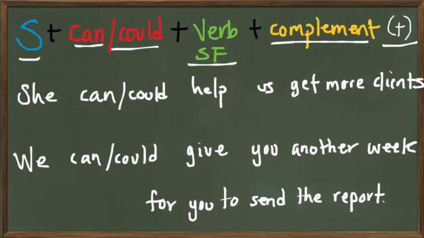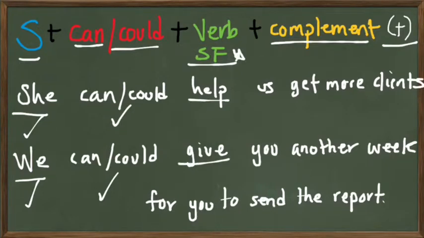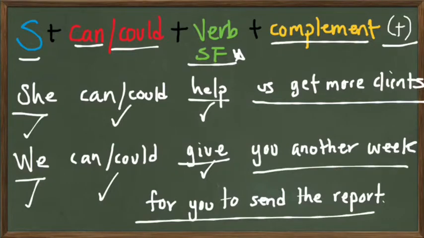Let's check the elements. We have a subject, yes, we do. Auxiliary can or could, or modal auxiliary can and could. Yes, it's right there. What about the form of the verb? Is it in simple form? Yes, help and give. And in both examples, we have a complement. Us get more clients and you another week for you to send the report.